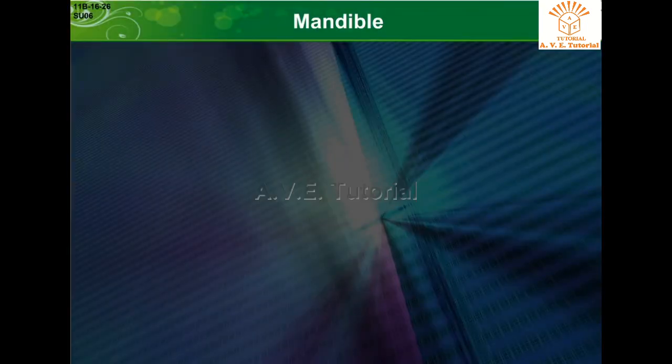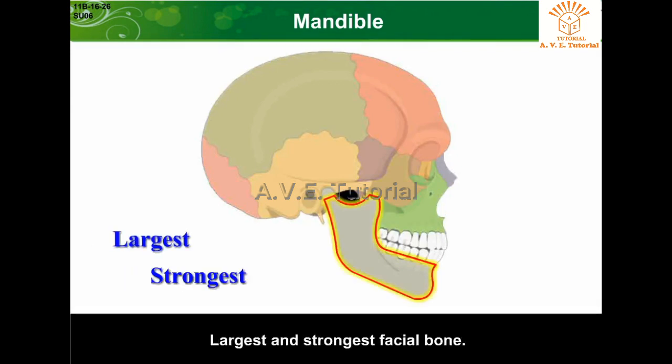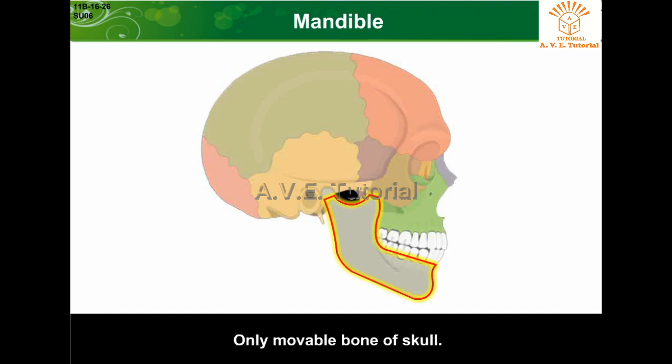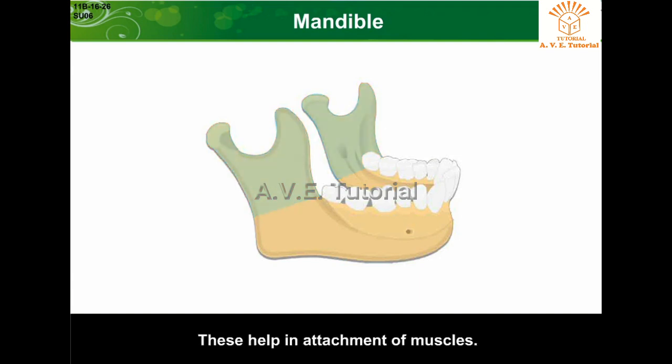Mandible. Median bone that forms lower jaw. Largest and strongest facial bone. Only movable bone of skull. It has curved horizontal body and two perpendicular branches, that is rami. These help in attachment of muscles. It has lower row of teeth lodged in it.